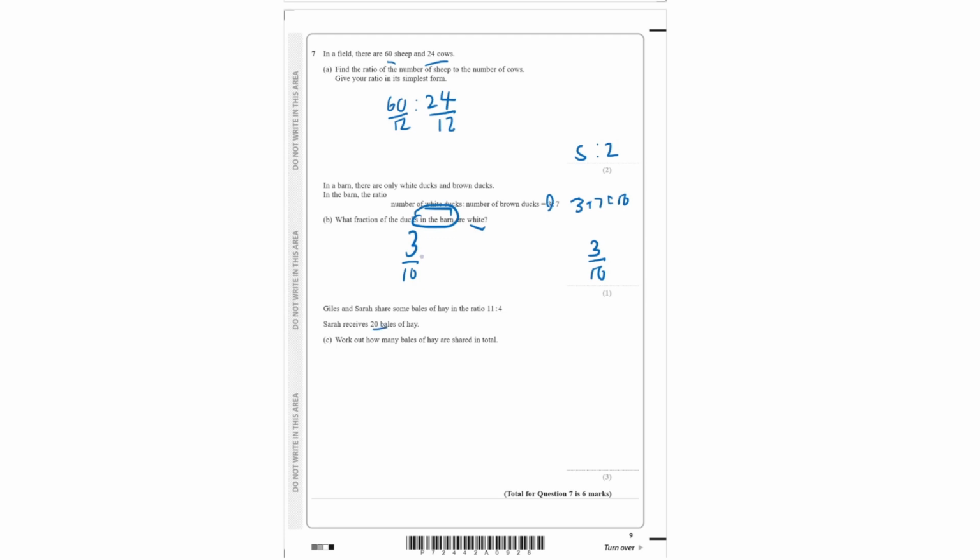Giles and Sarah share some bales of hay in the ratio 11:4. Sarah receives 20 bales of hay. Work out how many bales of hay are shared in total. So we can see here that Sarah receives 20 bales of hay even though her share is only 4. So we can write 20 divided by 4 is 1 unit, so we simply multiply by 11. 20 divided by 4 is simply 5, so 5 times 11 is equal to 55, and we have to find the total. So 55 plus Sarah's share, which is 20, is simply equal to 75.